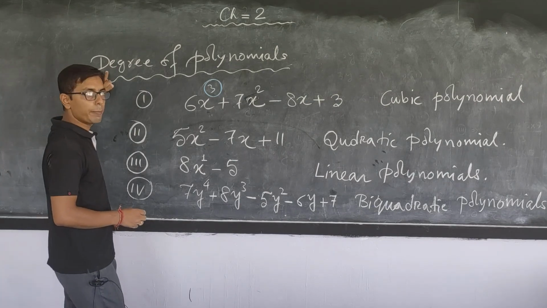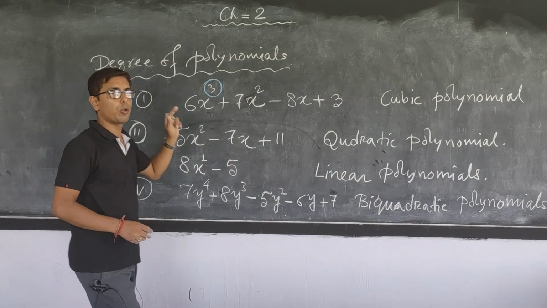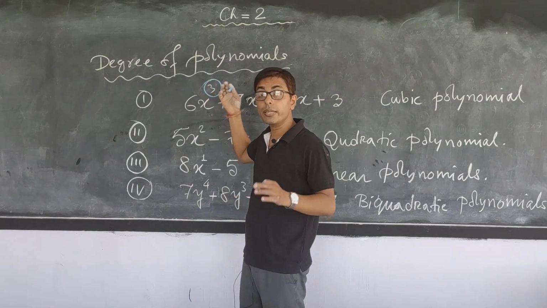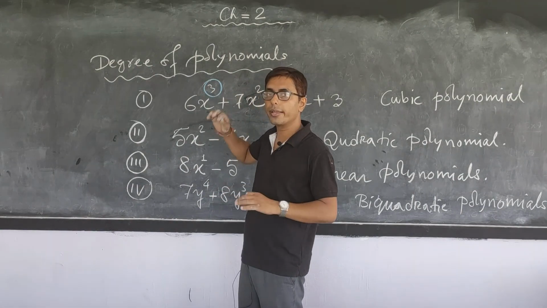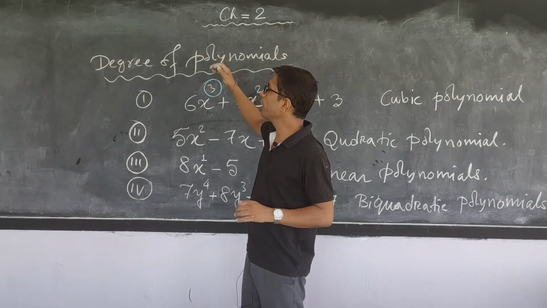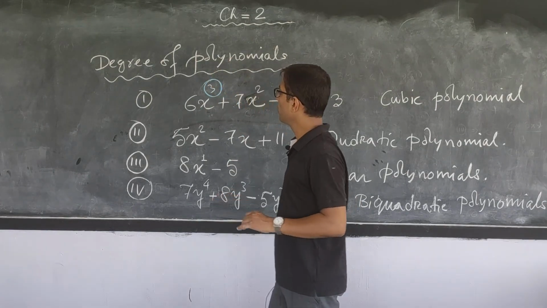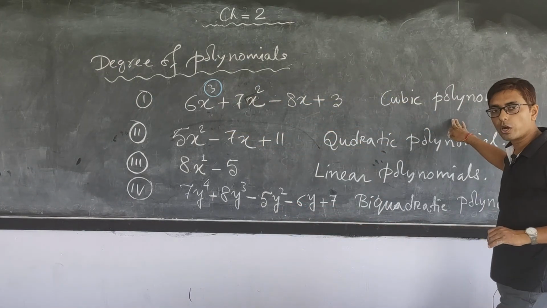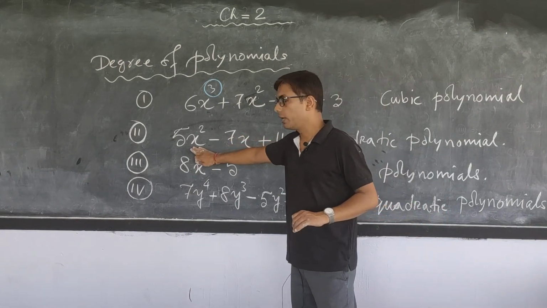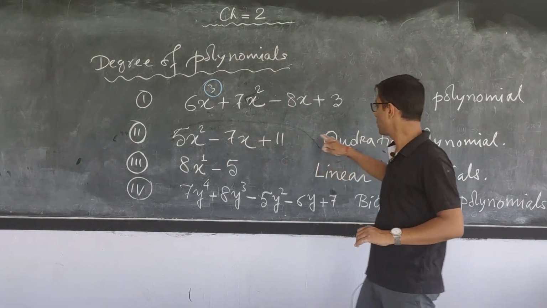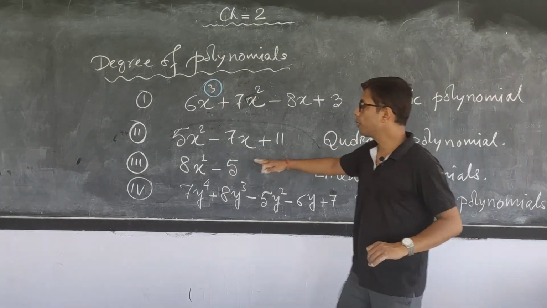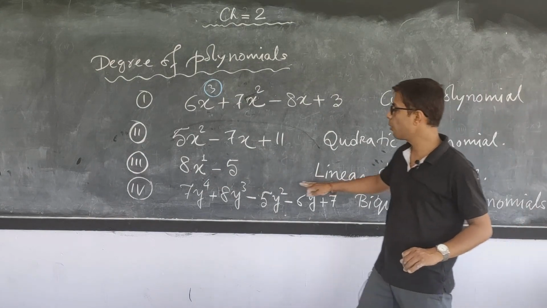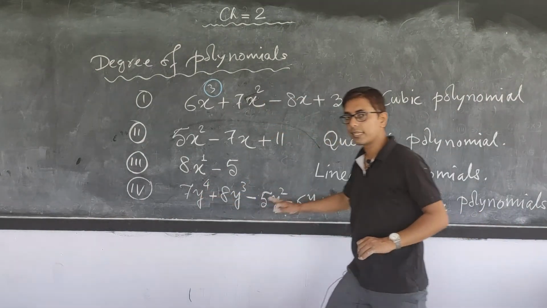What is the degree of the polynomial I mentioned? The definition you can write as: in case of a polynomial in one variable, the highest power of the variable is known as the degree of the polynomial. If the degree of the polynomial is 3, then such polynomials are known as cubic polynomials. If the degree is 2, then quadratic polynomials. If the degree is 1, then linear polynomials. And if the maximum power, that means the degree of the polynomial, is 4, then such polynomials are known as biquadratic polynomials.